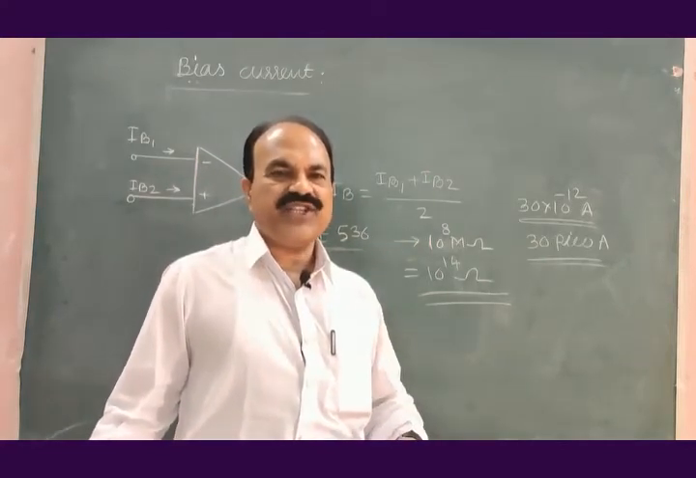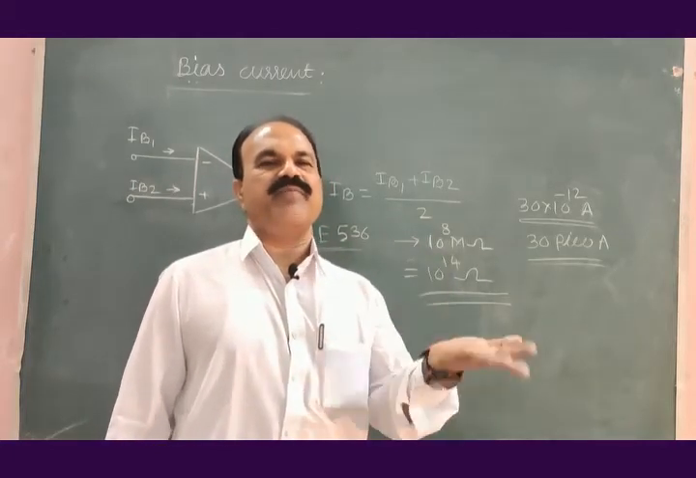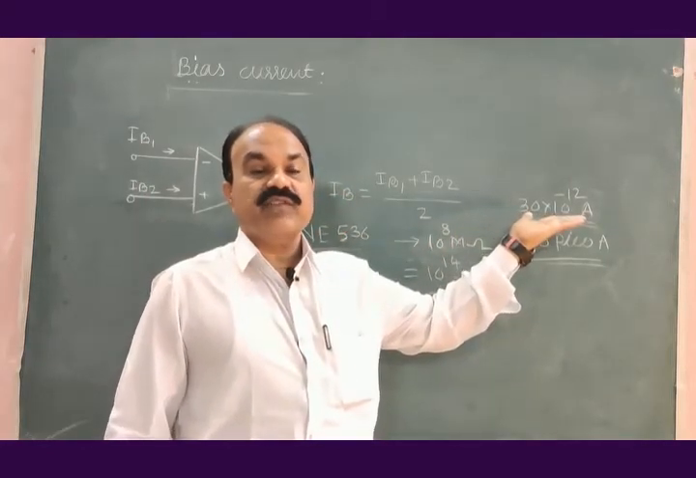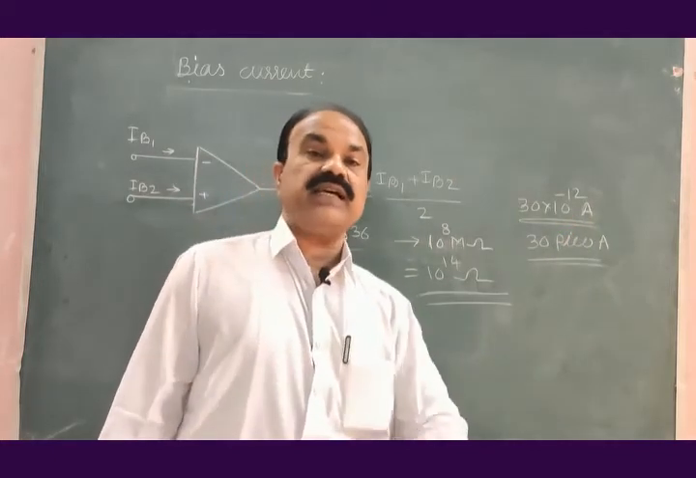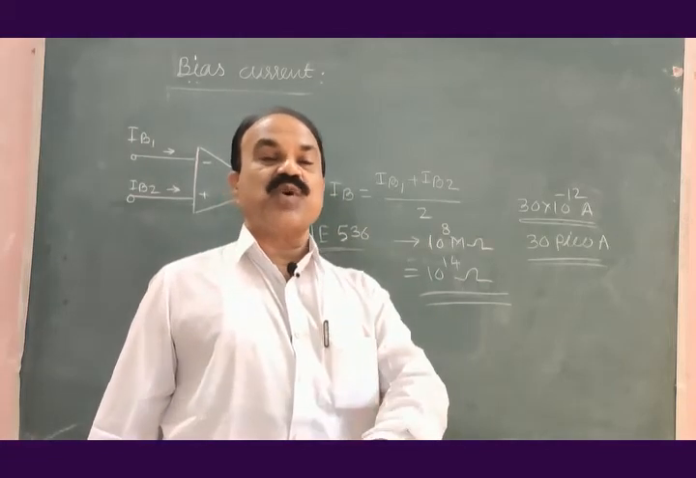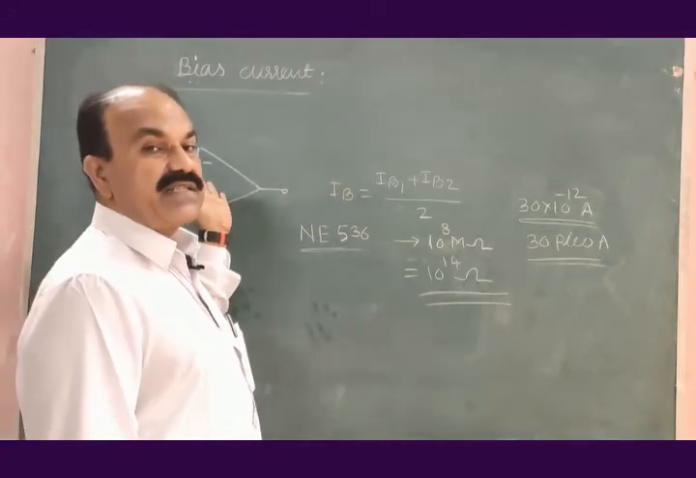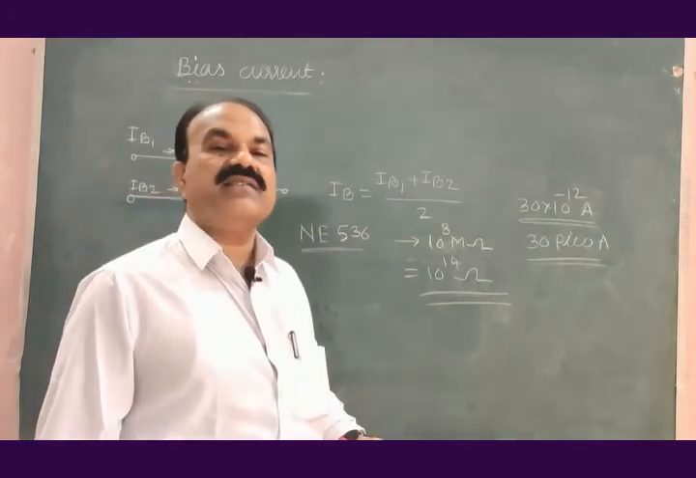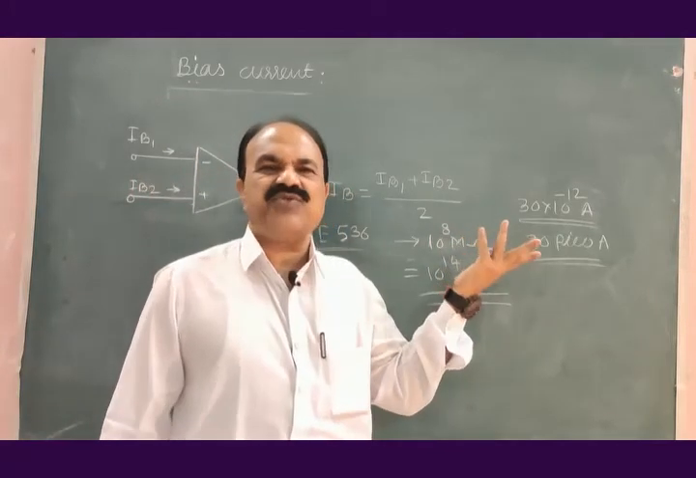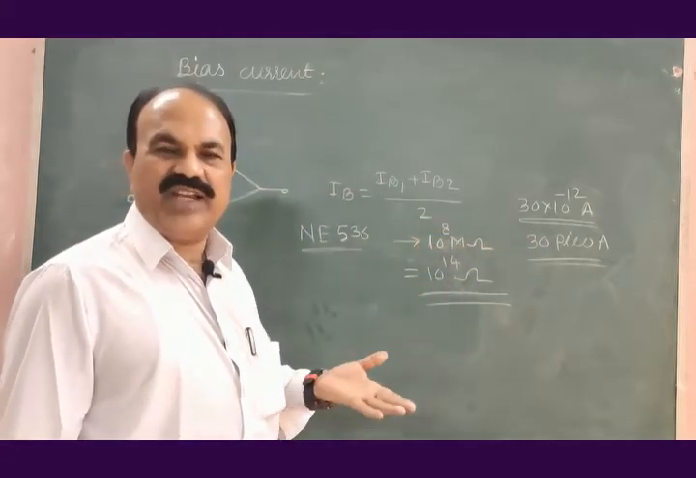In our lab, we can measure the current up to microampere only, in the range of microampere, 1 microampere, 2 microampere, etc. Picoampere is 1 million times smaller than microampere. It means that practically such operational amplifiers are taking zero current. 30 picoampere is as good as zero current, and therefore such operational amplifiers are quality operational amplifiers.